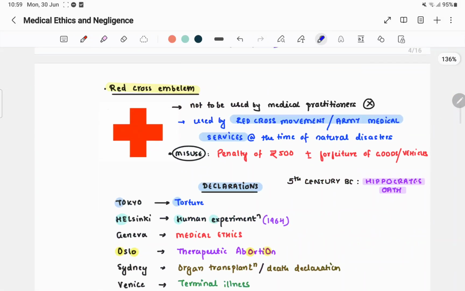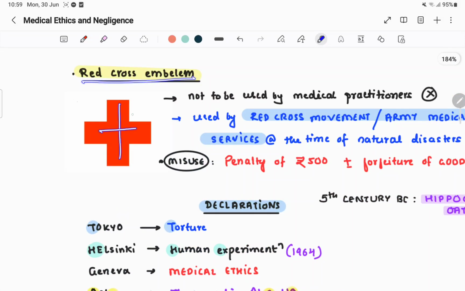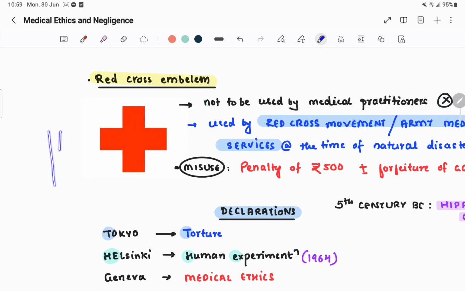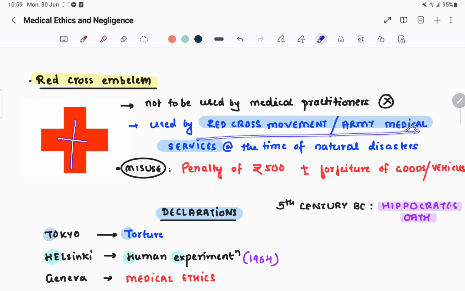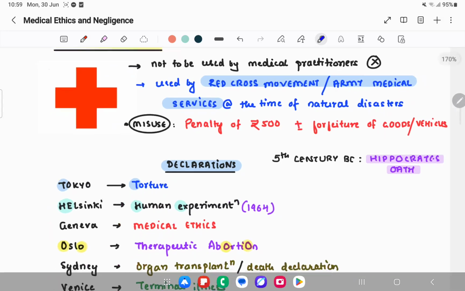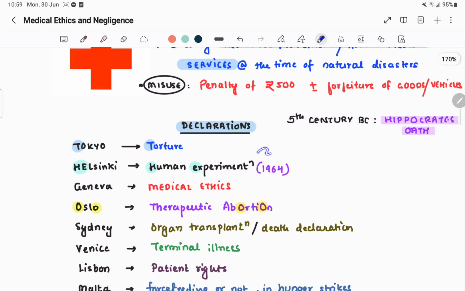Okay, the Red Cross emblem is not to be used by medical practitioners. Just remember, this emblem must not be used by medical practitioners. This type of emblem, in which a snake is there, is used by doctors. The Red Cross emblem is used by the Red Cross movement or Army Medical Services. If this emblem is misused, then a 500 penalty and forfeiture of the vehicle in which it is used, right? The vehicle can be forfeited.